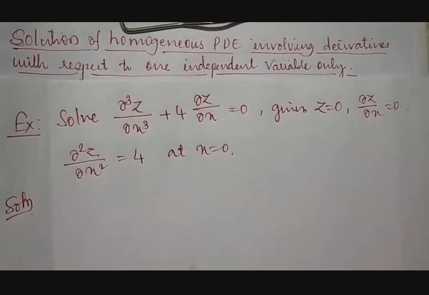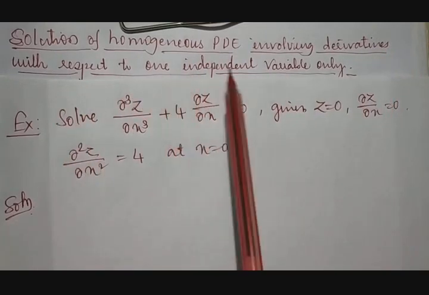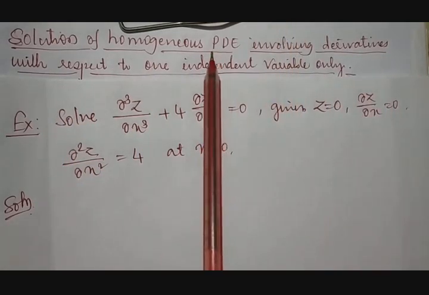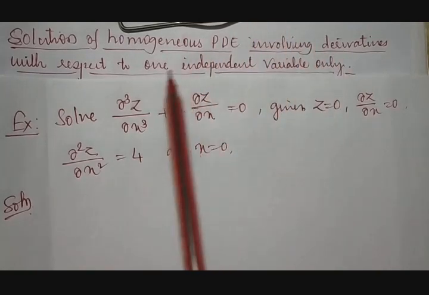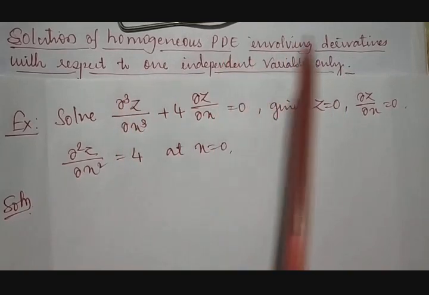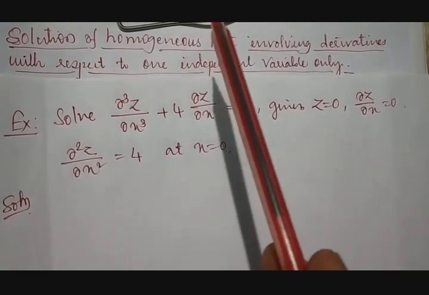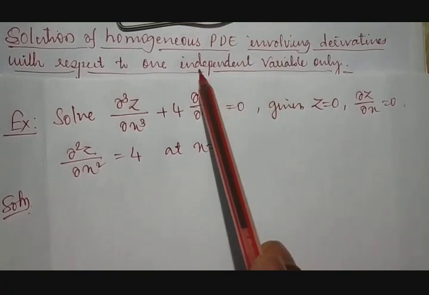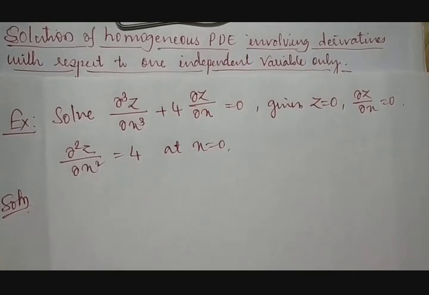Today we'll discuss a solution of homogeneous partial differential equation involving derivatives with respect to one independent variable only. What does it mean? We know that a partial differential equation has more than one variable, and here it is said to be a partial differential equation with one independent variable. Now, these two things are not matching. A partial differential equation is one which has more than one variable, and the equation which has only one independent variable is an ordinary differential equation.